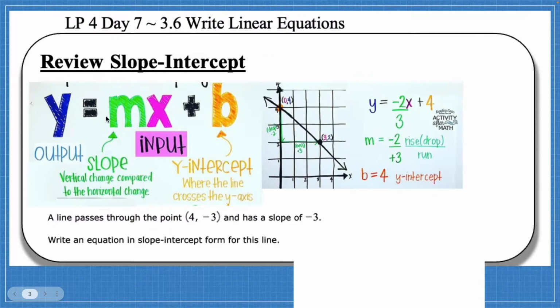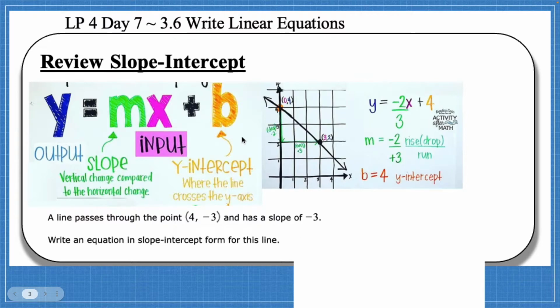M stands for the slope, which is the vertical change compared to the horizontal change, or in easier terms, rise over run. So how do I go up or down? Do I go right or left? It's literally what we're looking at for slope. And then the number that's being added or subtracted, which we note as b in the formula, is the y-intercept. So this is where the line crosses the y-axis. This is our starting point, always.